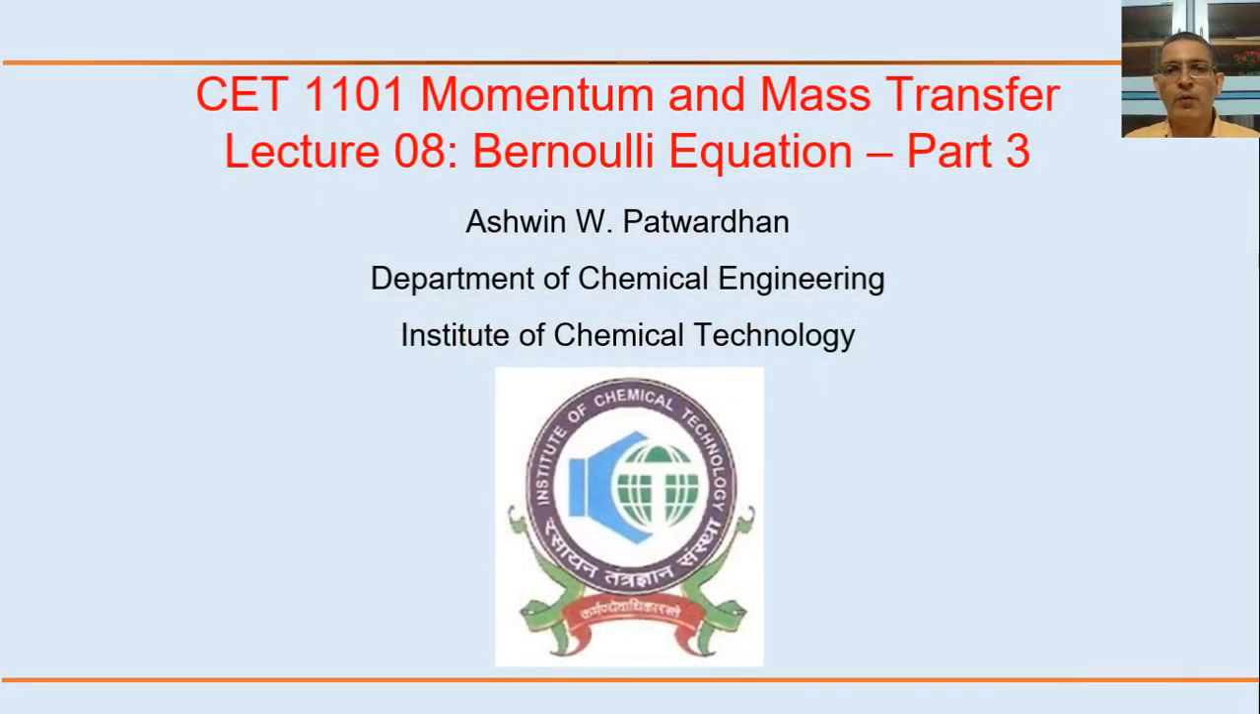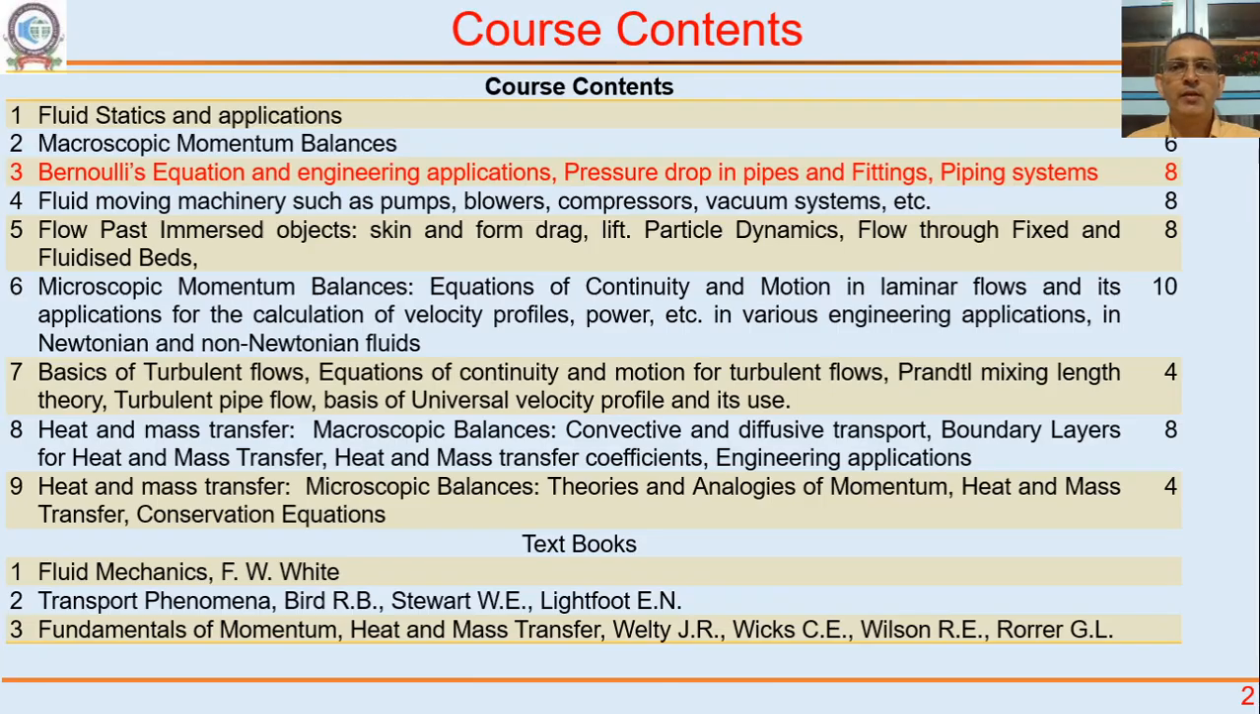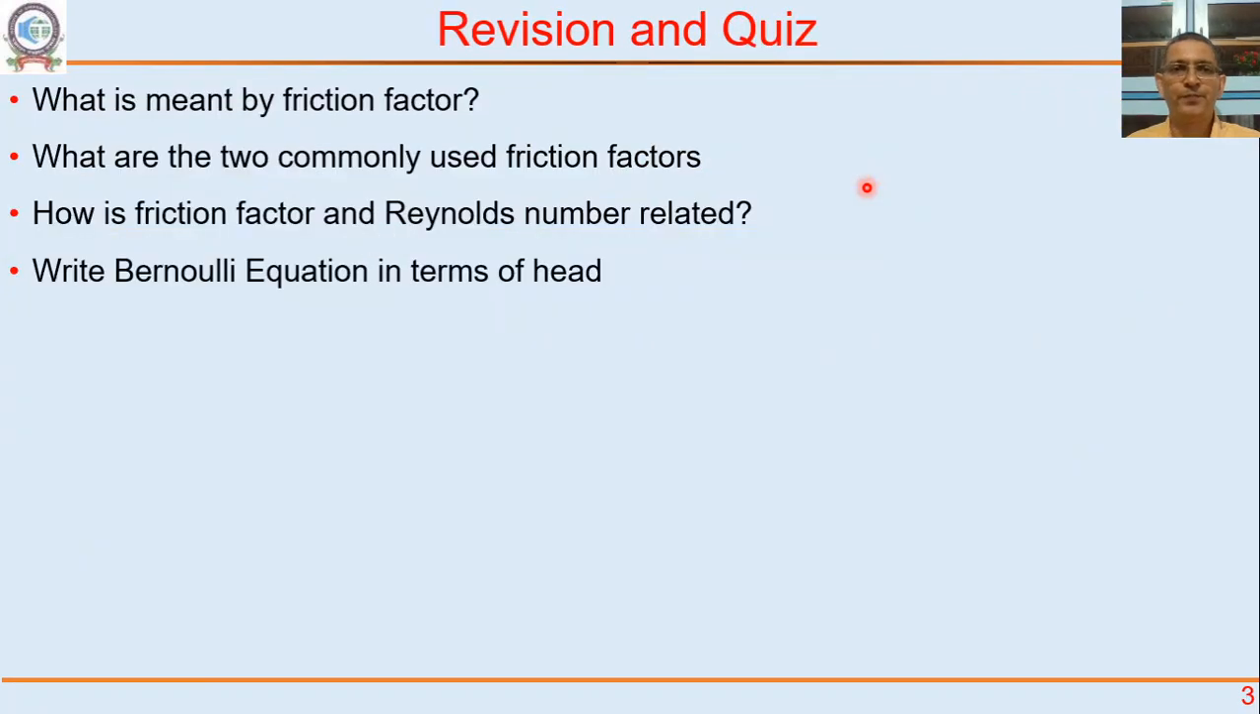Here is what we have done. So just a quick revision and some questions. We are on Bernoulli equation and applications of Bernoulli equation. That's where we are in the course. Just to quickly help you revise what is meant by friction factor, what are the two commonly used friction factors, how is friction factor and Reynolds number related, write Bernoulli equation in terms of head, and then revise the problems that we have done. And then we will go forward.